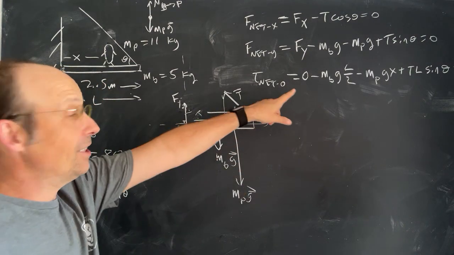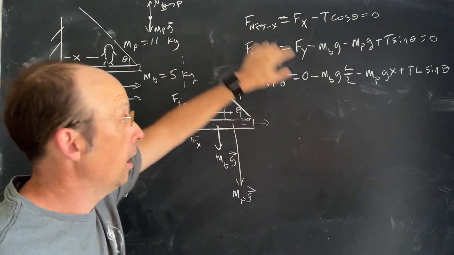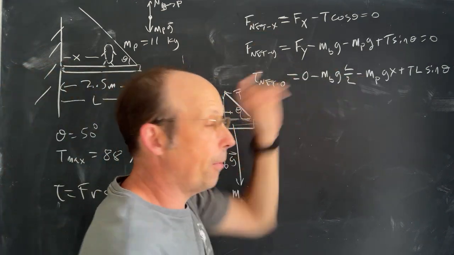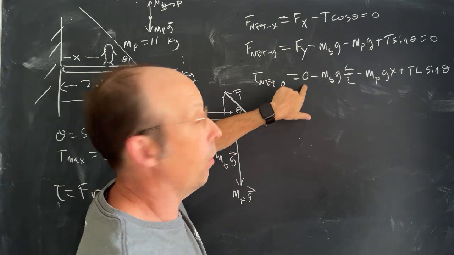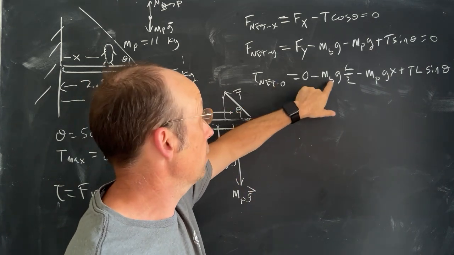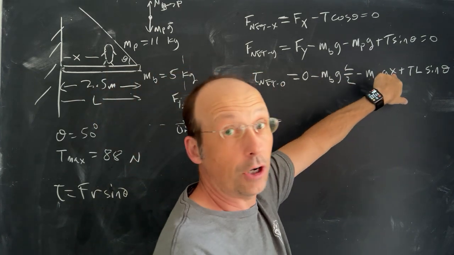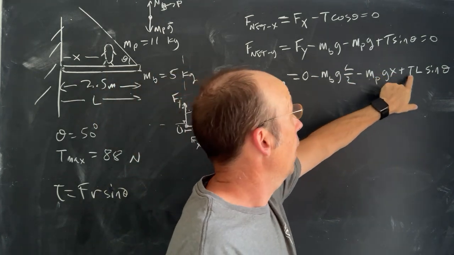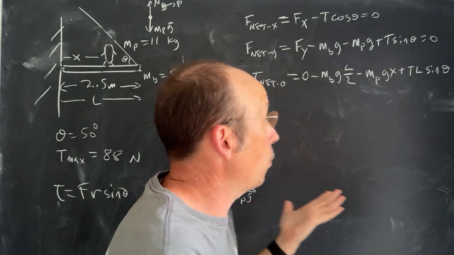So in this torque equation alone, I don't even actually need these two equations. Remember, if I have one equation and one unknown, I can solve that. So let's go through what I know. I know what 0 is. I know the mass of the board, g, L, and 2. I know the mass of the penguin, g. I don't know x. I know the maximum tension, the length, and sine theta. So I can solve this equation for x.